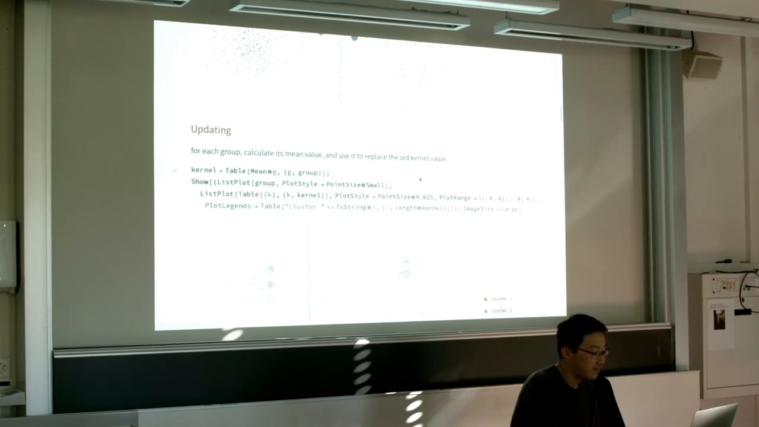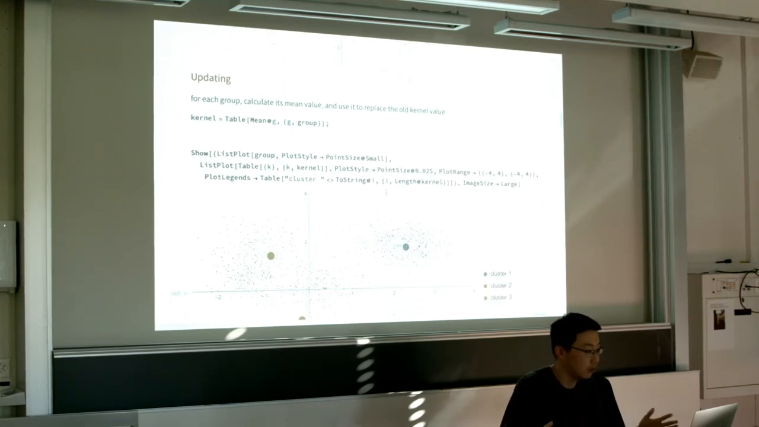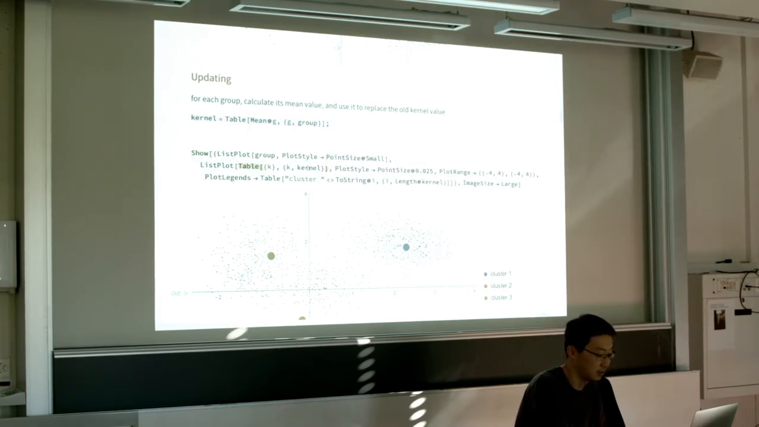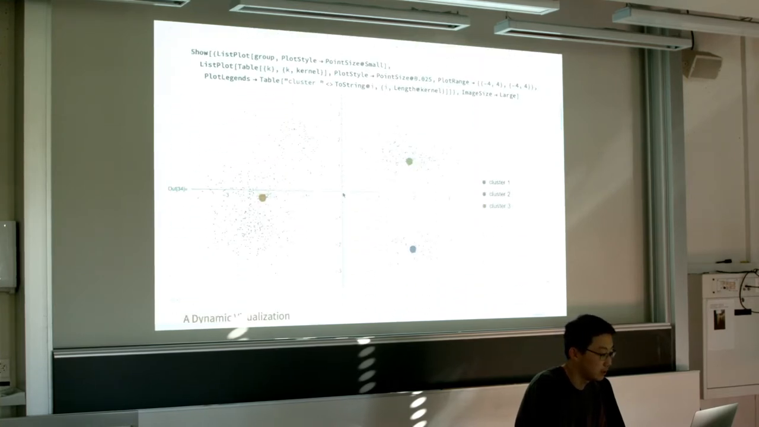After we have these groups, we can update the center points based on the mean value of each group, which this line does. The rest of the lines are simply for visualization, because I want to visualize the small dots and the large dots together, rendered in the same color. So this code may look a little long, but it's just for visualizing, and the only thing that matters is this line. If I run it, you can see the difference between these two: the locations of the center points have changed.